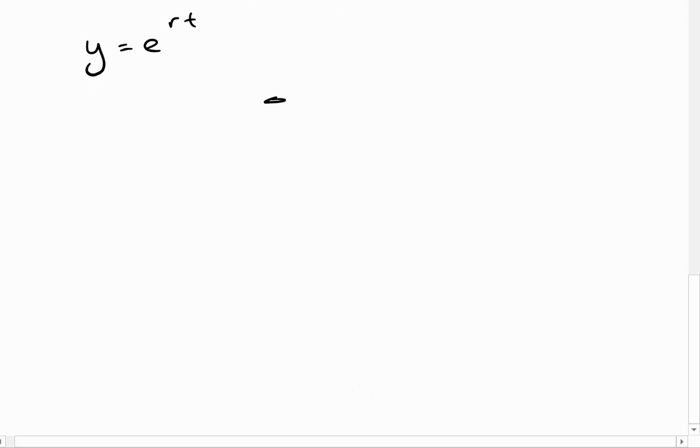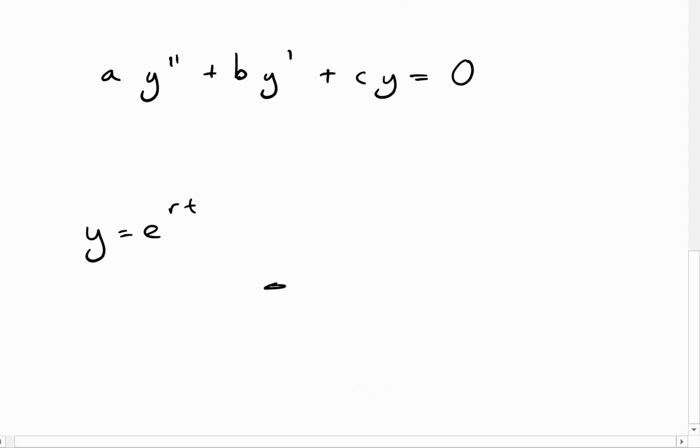Well, we need the first derivative. So basically what we're doing now is we're just assuming that our function that fits this equation is y equals e to the rt. So if we just plug this in there and in there, what do we need? We need the first derivative and the second derivative. So we need the first derivative.